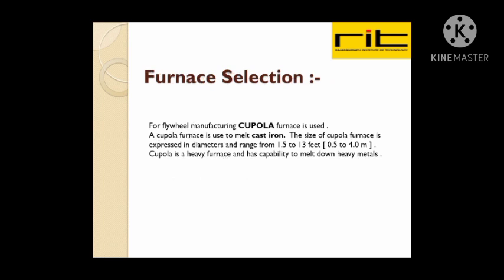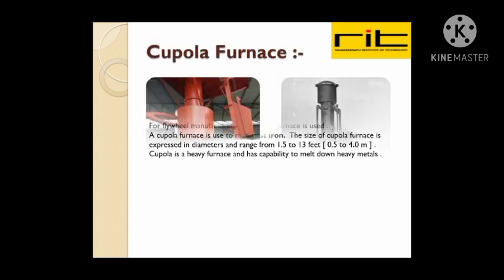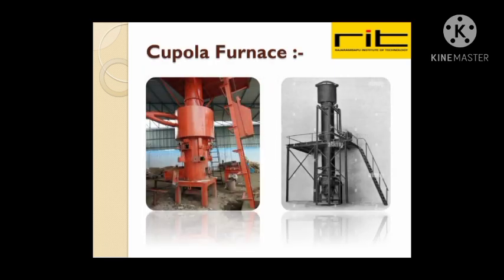Then furnace selection. For flywheel manufacturing, a cupola furnace is used. Cupola furnace is used to melt the cast iron. The size of a cupola furnace is expressed in diameter and ranges from 1.5 to 13 feet, meaning 0.5 to 4 meters. Cupola is a heavy furnace and has the capability to melt down heavy metals. See the cupola furnace picture.